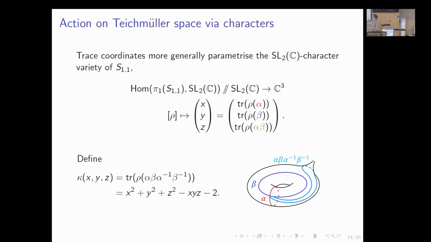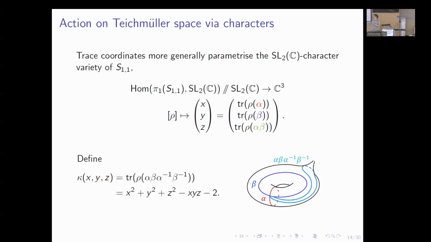So we get an isomorphism between the SL2C character variety of the punctured torus and C^3, and that's really using these trace coordinates. Okay, so how do we see Teichmüller space in this coordinate system? We can define this polynomial in our coordinates, kappa, to be the trace of rho of our commutator, alpha beta alpha inverse beta inverse. And this is just the loop that goes around the puncture. So when we're changing the geometric structure on the punctured torus, this is really going to be changing the trace of the representation of the commutator.